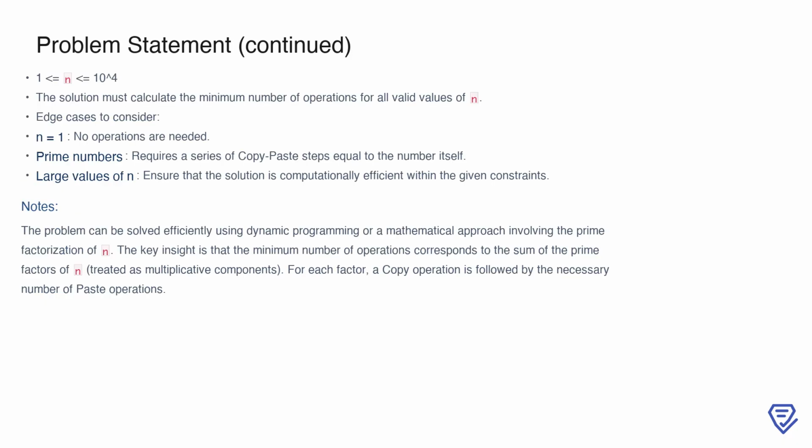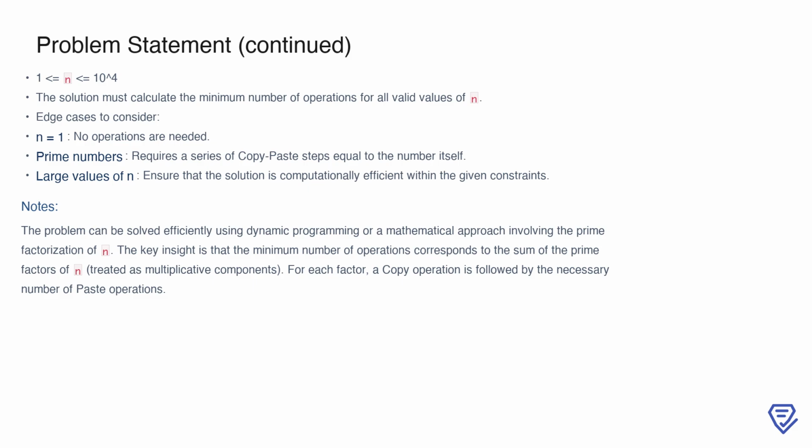Finally, let's go over the constraints and some additional considerations. The value of n will always fall between 1 and 10,000. For the solution to be efficient, it must handle all valid values of n within this range. Edge cases to keep in mind include scenarios where n equals 1, where no operations are necessary, and when n is a prime number, as it requires a series of copy all and paste steps equal to the number itself. For larger values of n, the solution must remain computationally efficient.